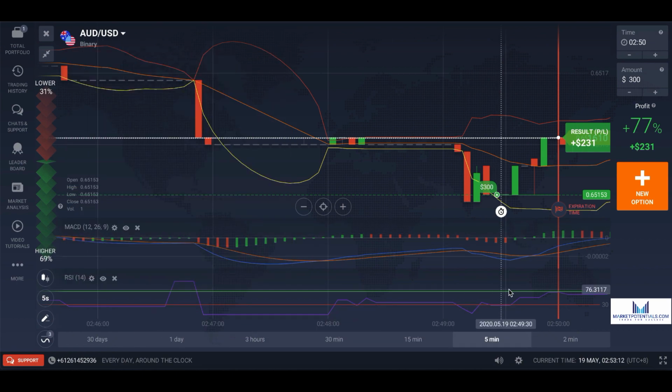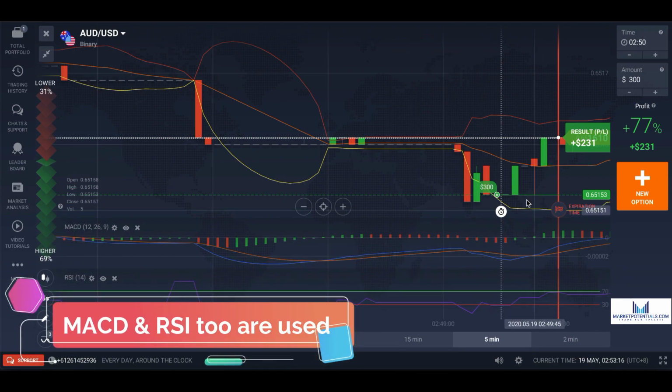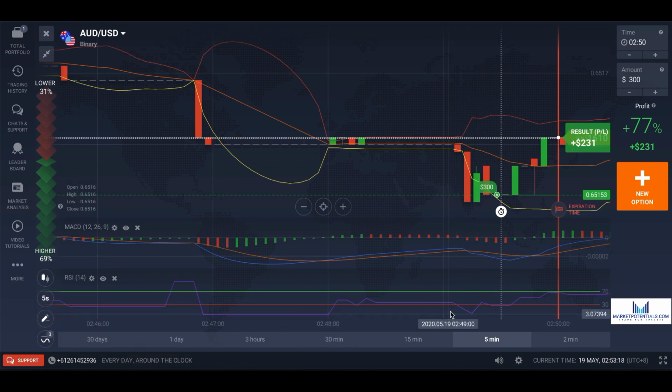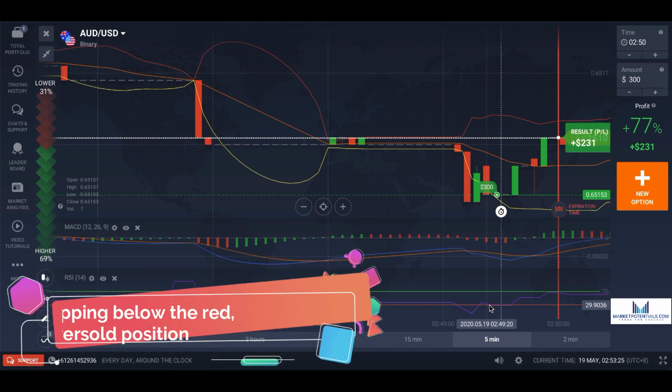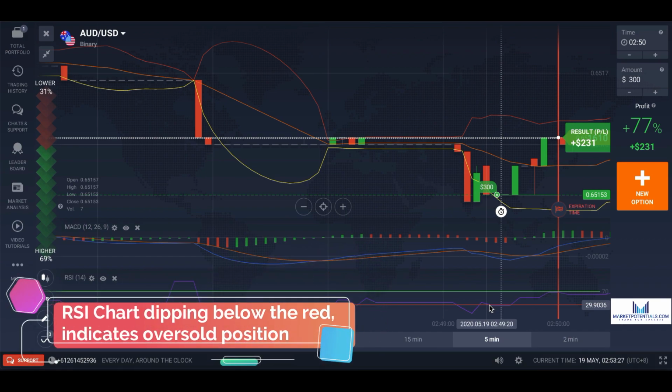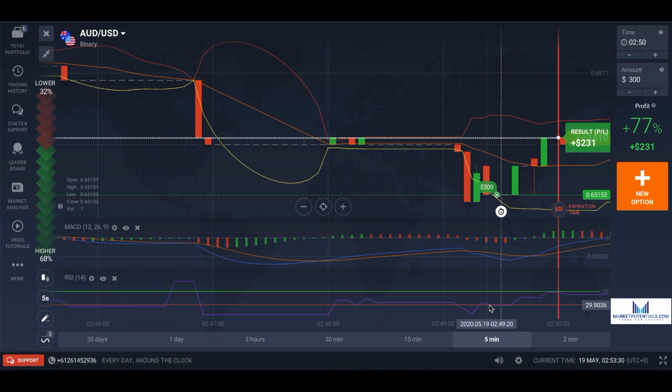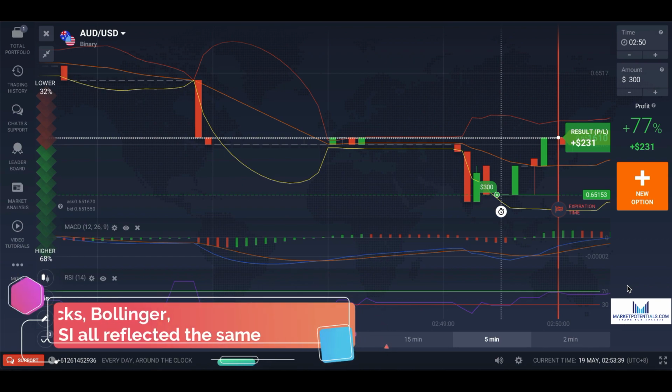And you've got the MACD, which is the Moving Average Convergence Divergence, and the RSI, Relative Strength Index. I coupled this downside here, also looking at the RSI. Now, typically when the RSI chart goes below the red line, that indicates severely oversold positions, which again tells me that a correction is about to happen very, very soon. So again, I coupled what I saw here with the RSI and the MACD to basically say, yes, it's oversold, it will bounce, and went ahead and selected higher.